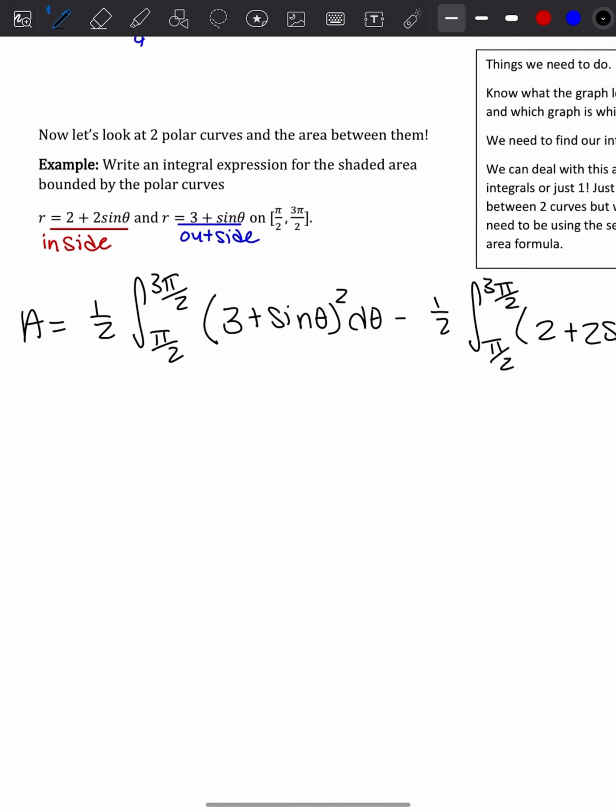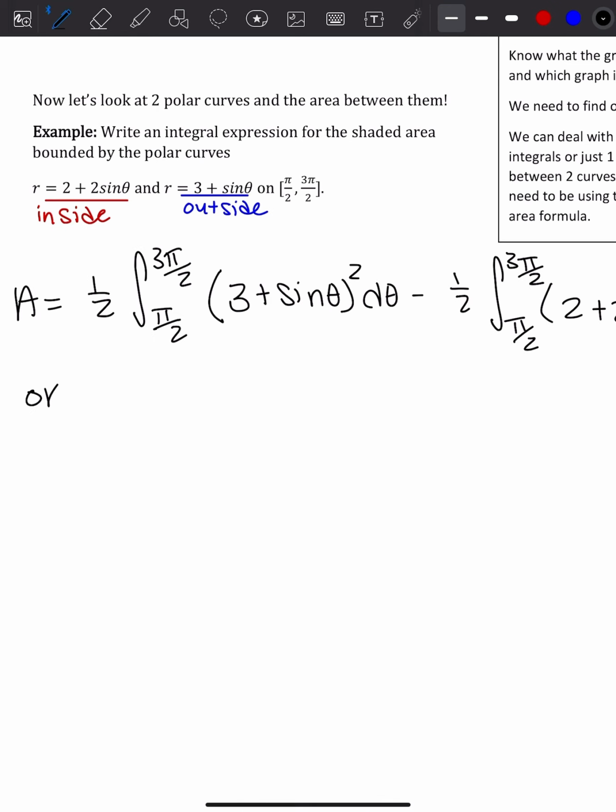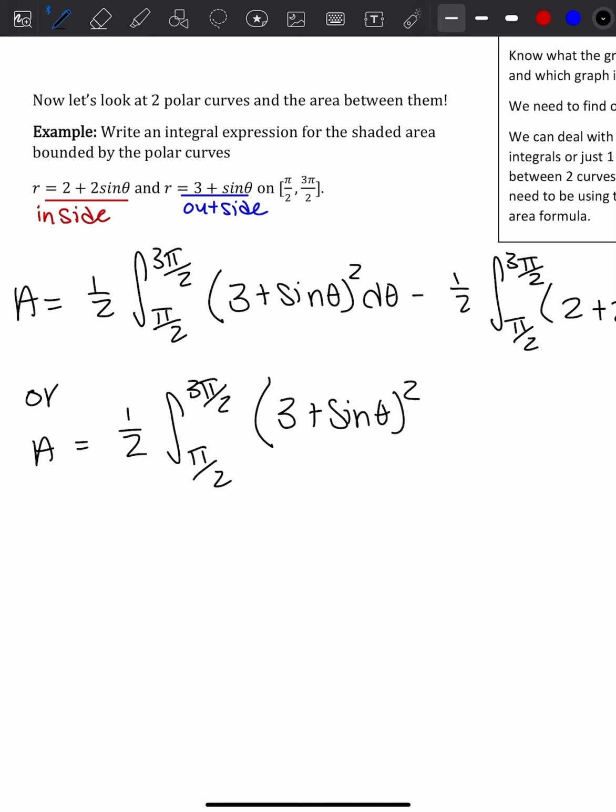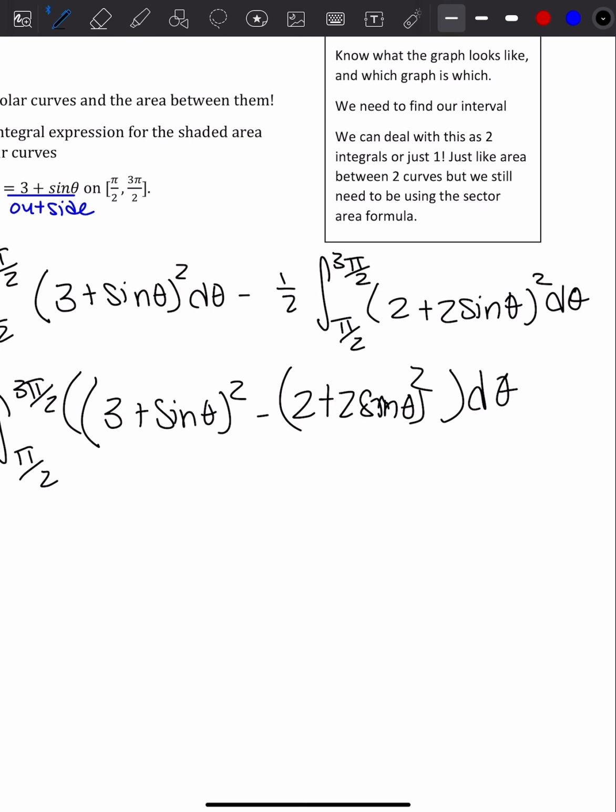I can simplify it by making it into one integral. They have 1/2 in common, the bounds are in common, so we're really looking at 1/2 times the integral from pi over 2 to 3 pi over 2 of 3 sine theta squared minus 2 plus 2 sine theta squared d theta.